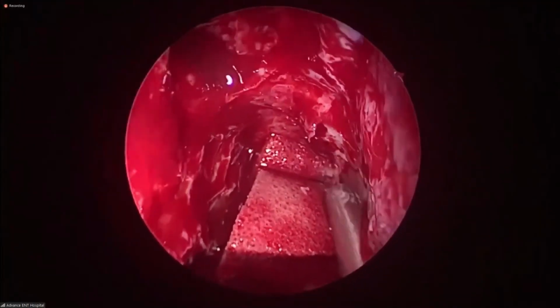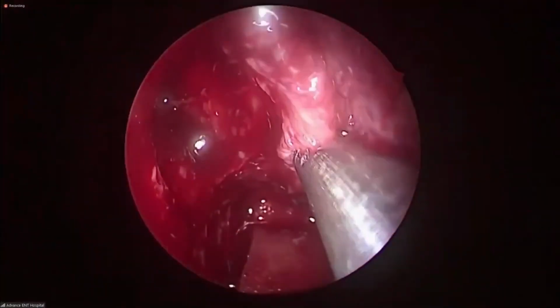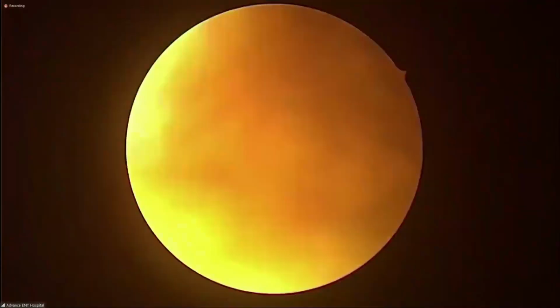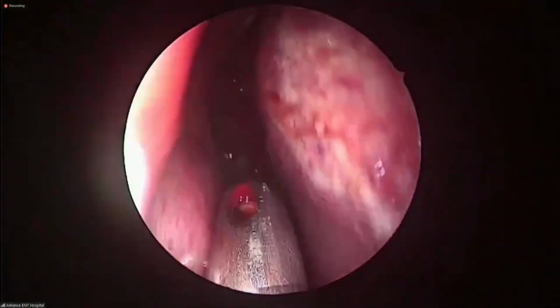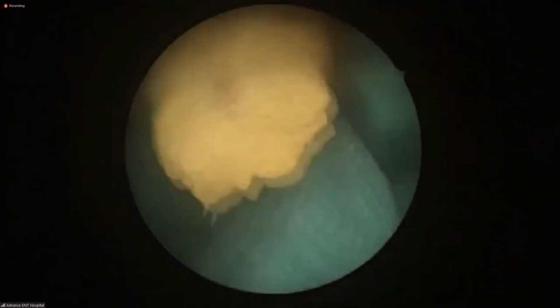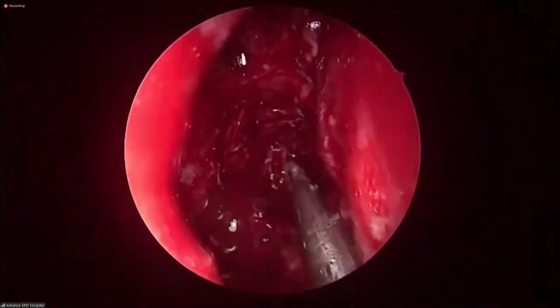This is the rest of the middle turbinate work. Yes, sir. After utilizing this as a great landmark, see this part of the turbinate is up and not below, so that it doesn't obstruct our olfactory area. Yes, sir. Frontal.